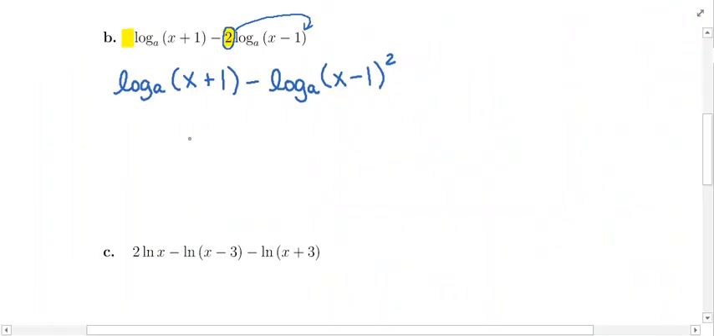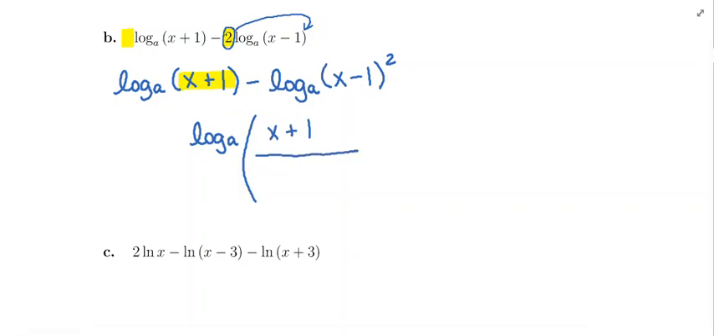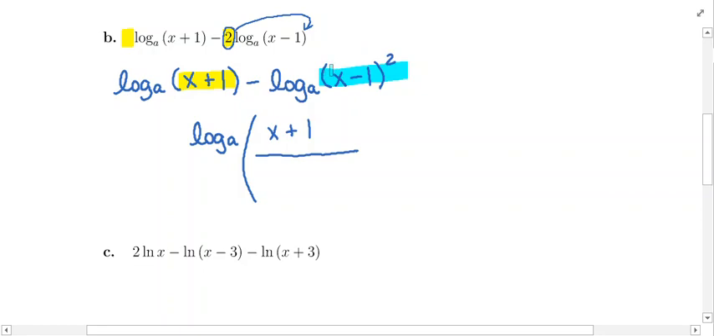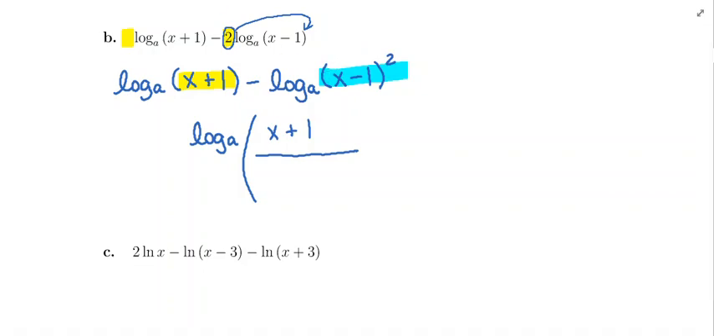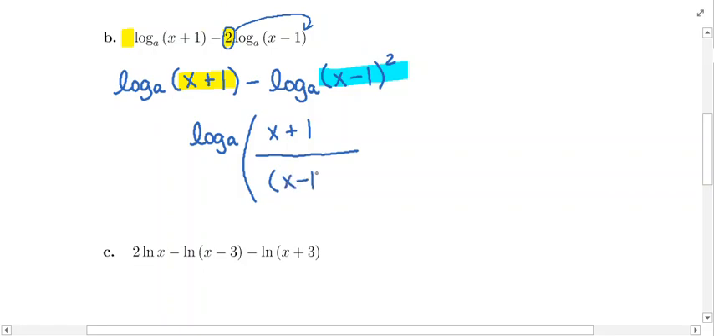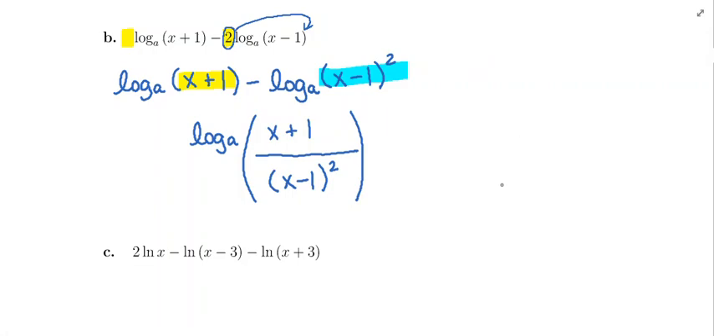So this is going to become log base a of, and we're going to have the top. When we combine them into one, the numerator is going to be the quantity of the first logarithm. So it's going to be x plus 1, that's what goes in the numerator. And then the denominator is going to be the quantity we're taking the second logarithm of. So the denominator here will be x minus 1 all squared. This is as far as you need to go.